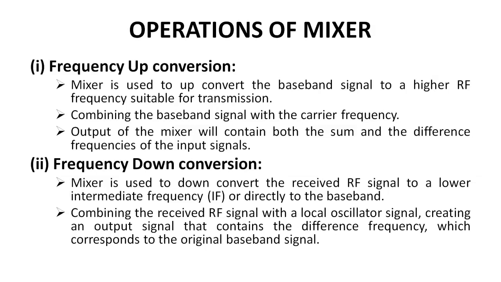Then frequency down conversion. In the receiver section of the RF transceiver, the mixer is used to down convert the received RF signal to a lower intermediate frequency or directly to the baseband. This process involves combining the received RF signal with a local oscillator signal, creating an output signal that contains the difference frequency, which corresponds to the original baseband signal.